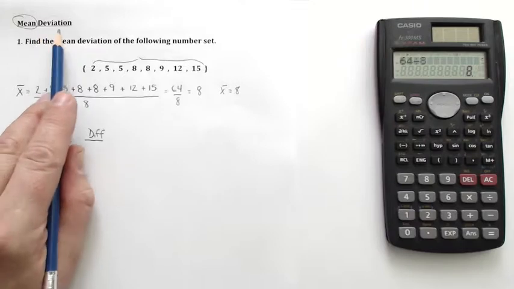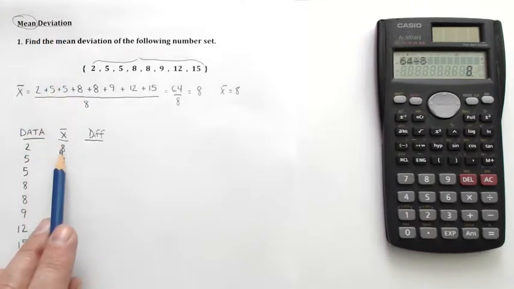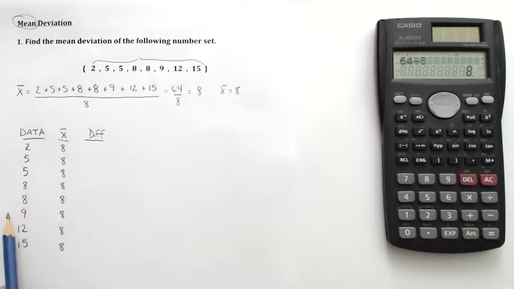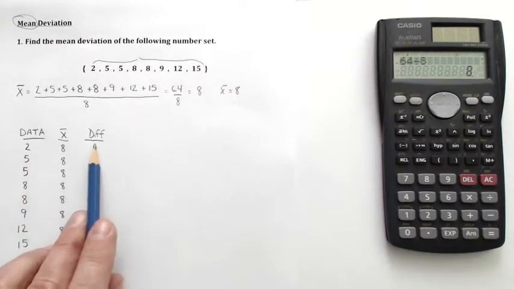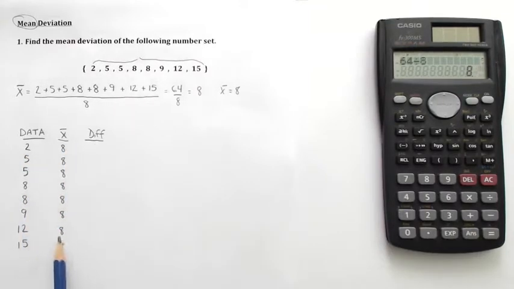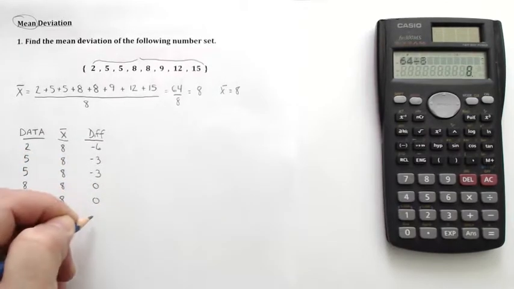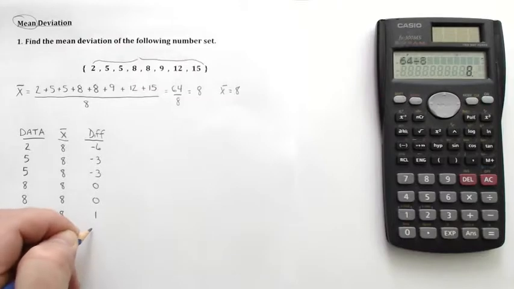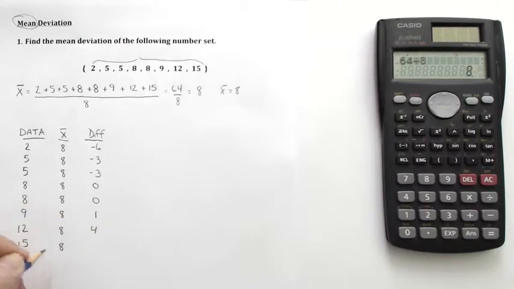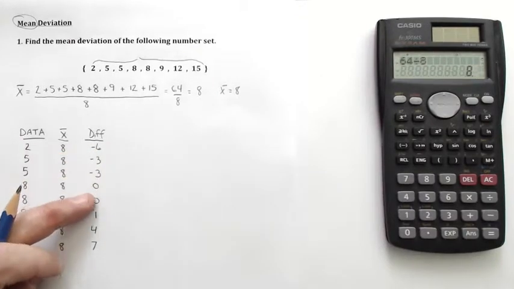Deviation means how far away something is. And so when we subtract the average from each of the points, we're going to get how far away they each are from that average. So 2 minus 8 gives me negative 6. 5 minus 8 gives me negative 3. 8 minus 8 gives me 0. Another 0. 9 minus 8 is 1. 12 minus 8 is 4. And 15 minus 8 is 7. And so here we have a list of the differences.